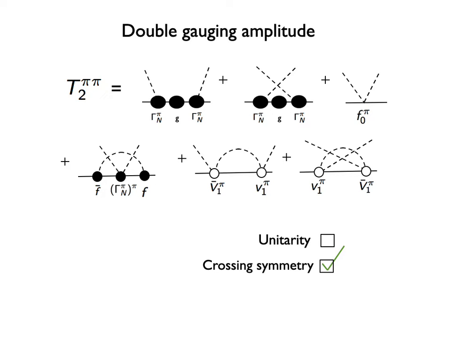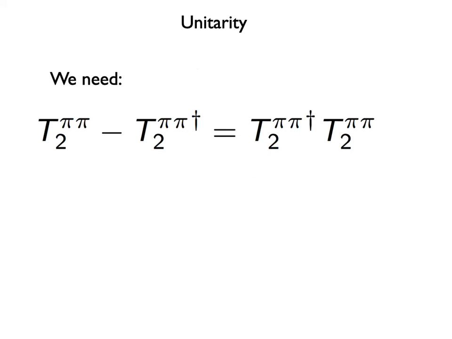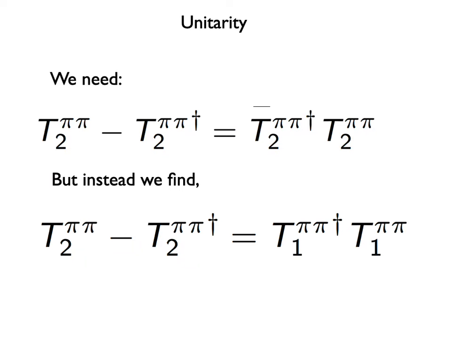It's immediately apparent that T2 is crossing symmetric, since the diagrams that make it up come in crossing symmetric pairs. What it doesn't necessarily have is unitarity. In order to have this property, T2 would need to satisfy this unitarity relation. But what we actually find when we take the difference between T2 and its Hermitian conjugate is this. And so we have these pesky single gauging T1 amplitudes where there needs to be T2s.